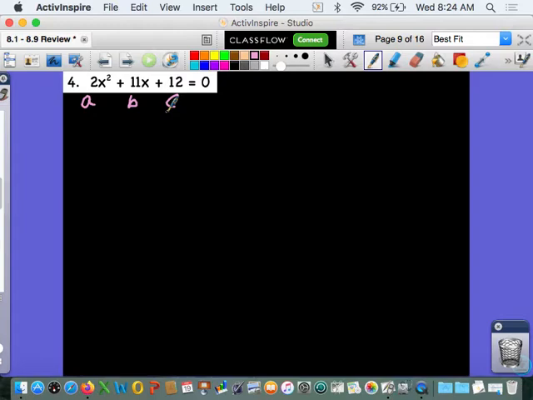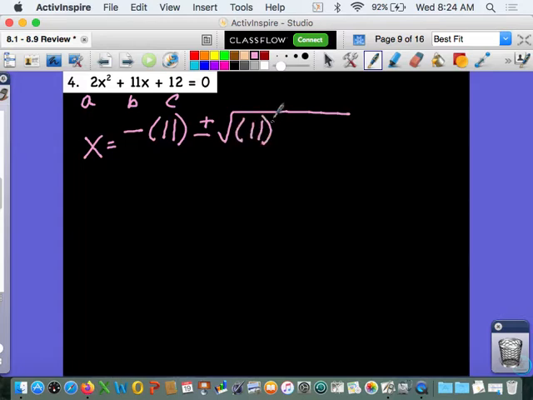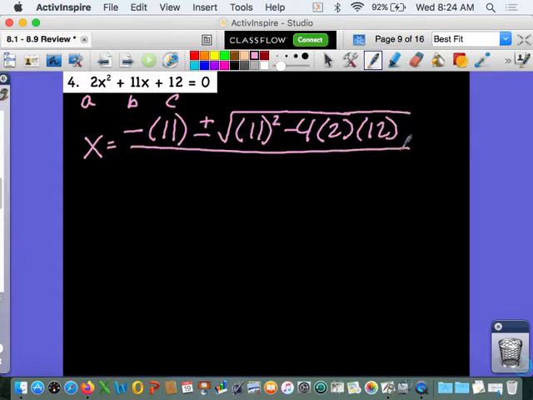Now plug in your formula. x equals negative b, which is negative 11, plus or minus the square root of 11 squared minus 4 times 2 times 12, all of this over 2 times 2. What part did we say we solved for first? The discriminant. What is the discriminant when you solve this?